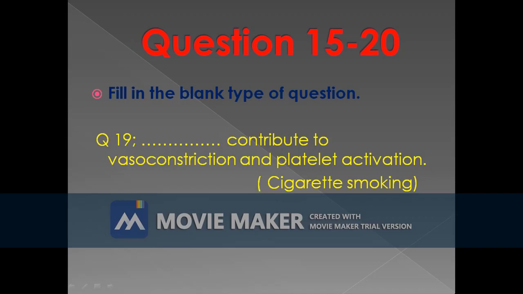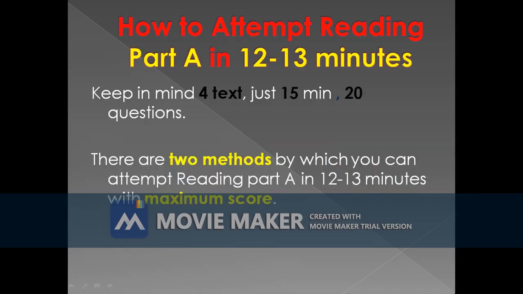So let's move to the strategies. Now I will tell you how you can attempt OET reading part A in just 12 minutes. As I have already told you, keep in mind 4 texts, 15 minutes and 20 questions. There are 2 methods by which you can attempt reading part A in 12 to 13 minutes with maximum score. Definitely, if you complete your reading part A in the given time, then you will be satisfied and you can score up to 20 out of 20.